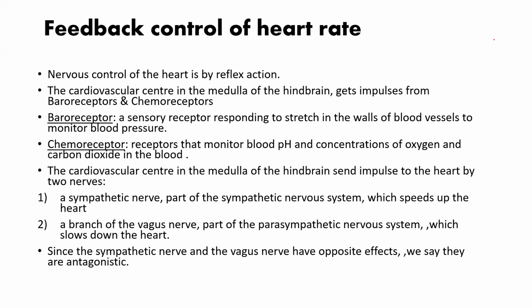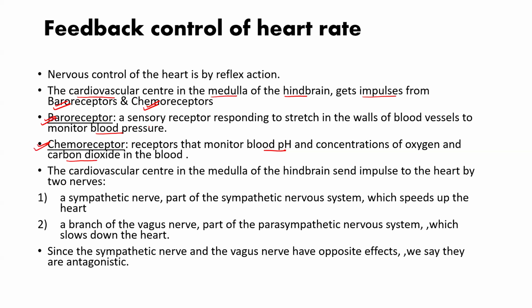In this video, we are going to study the control of heart rate. Now see, the cardiovascular center, which is present in the medulla of the hindbrain, will get the impulse from two receptors. One is the baroreceptor, another is the chemoreceptor. Baroreceptors will monitor the blood pressure and chemoreceptors will monitor the blood pH and the concentration of carbon dioxide.